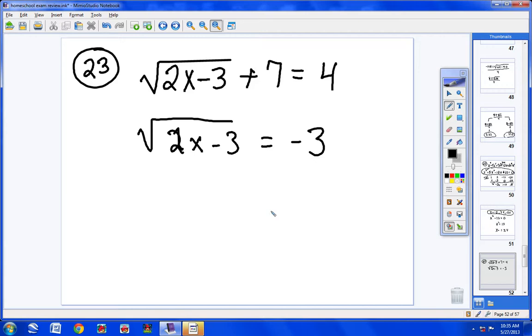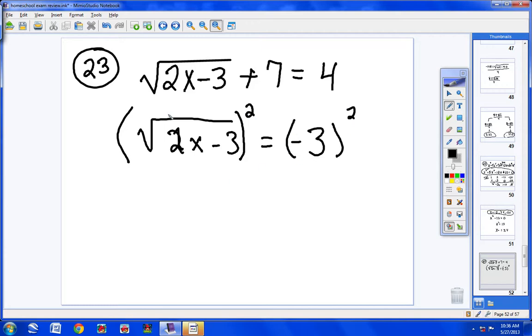Everybody good with that? Now on the test, I cannot promise you I will give you a square root. It might be a cubed root, or a fourth root, or a fifth root. So it depends on what your index is. In this case, we have a square root, even though there's no 2 there. And how do you get rid of a square root? Someone tell me, please. Squaring it? Yeah. Okay, but if you square one side, you got to square the other side.